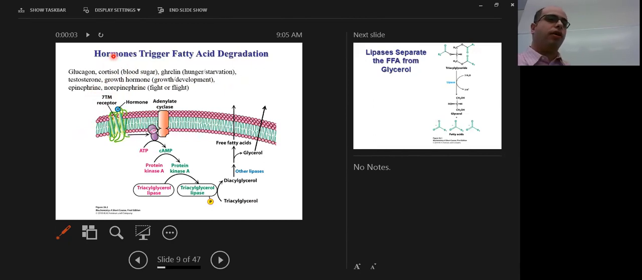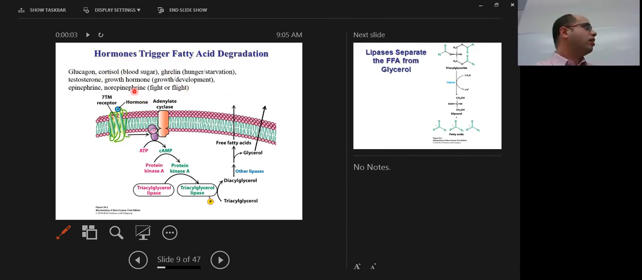For example, glucagon and cortisol are helping to regulate blood sugar. The ghrelin is for hunger and starvation. Testosterone and growth hormone are really for growth and development. And epinephrine and norepinephrine are really for that fight or flight mechanism.